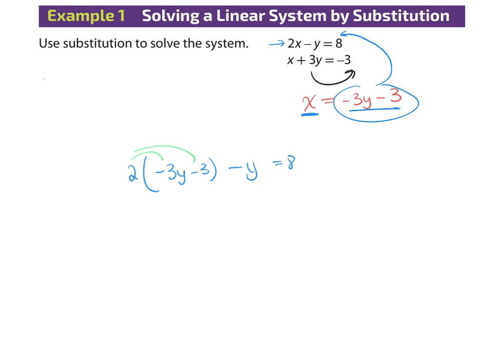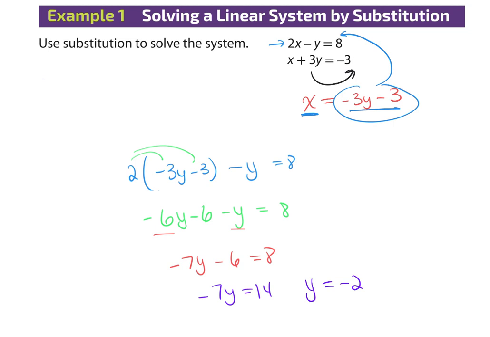My first step is to distribute here. Minus y equals 8. Combine my like terms. So I have negative 7y minus 6 equals 8. Add that guy over. So add my 6 over. Negative 7y equals 14. So y equals negative 2.